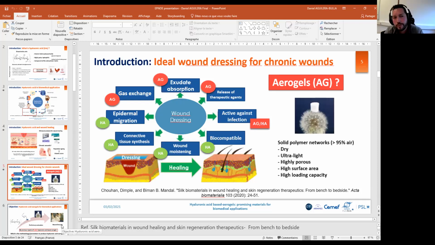Okay, well, there are two main reasons. The first one is because we want to use only hyaluronic acid to make the drug release with an antibacterial agent. So we want to look at a methodology to put the antibacterial agent inside. For that reason, we said, okay, hyaluronic acid plus aerogels, to see if it's possible to put it in this network that the aerogels offer.